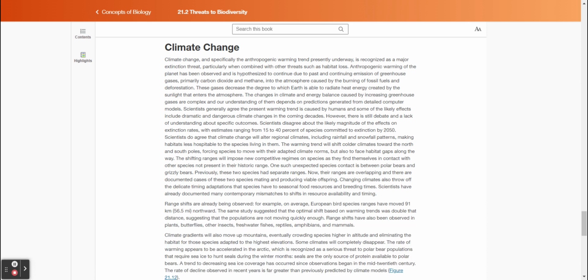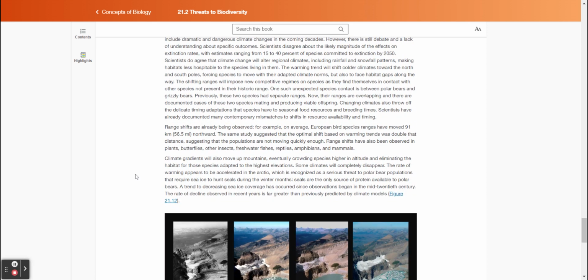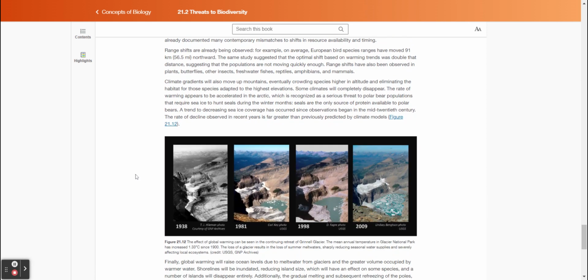Changing climates also throw off the delicate timing adaptations that species have to seasonal food resources and breeding times. Scientists have already documented many contemporary mismatches to shifts in resource availability and timing. Range shifts are already being observed. For example, on average, European bird species ranges have moved 91 kilometers or 56.5 miles northward. The same study suggested that the optimal shift based on warming trends was double that distance, suggesting that the populations are not moving quickly enough. Range shifts have also been observed in plants, butterflies, other insects, freshwater fishes, reptiles, amphibians, and mammals.